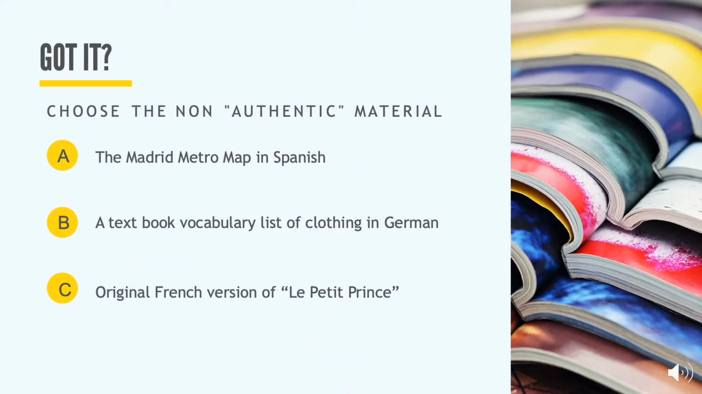Let's see. Which of the following is not an authentic material? Is it A, the Madrid Metro map in Spanish? Is it B, a textbook vocabulary list of clothing in German? Or is it C, the original French version of Le Petit Prince? If you said B, you are correct. Although textbooks are a great source of very useful materials, they are not what we call authentic or everyday life materials.